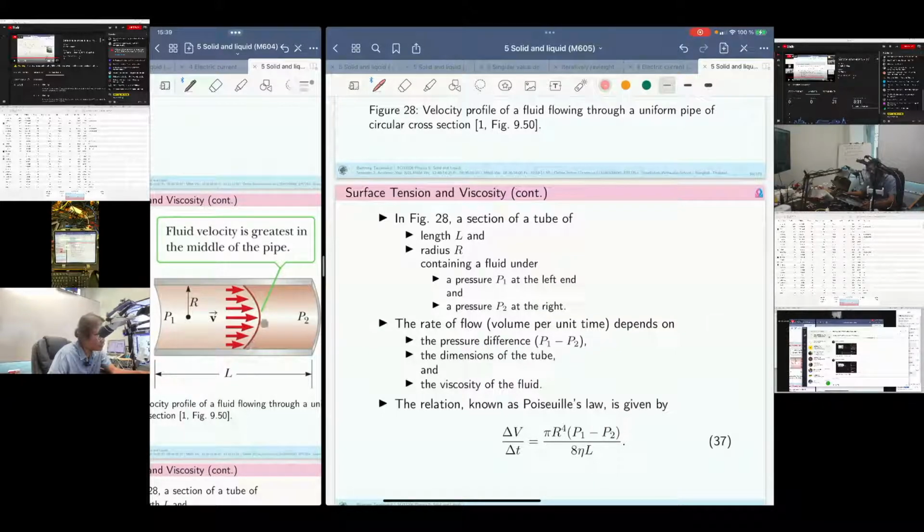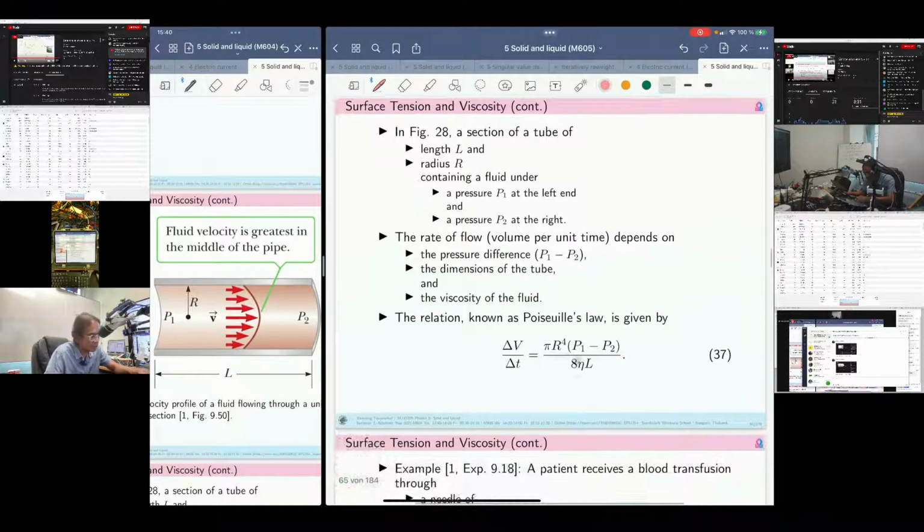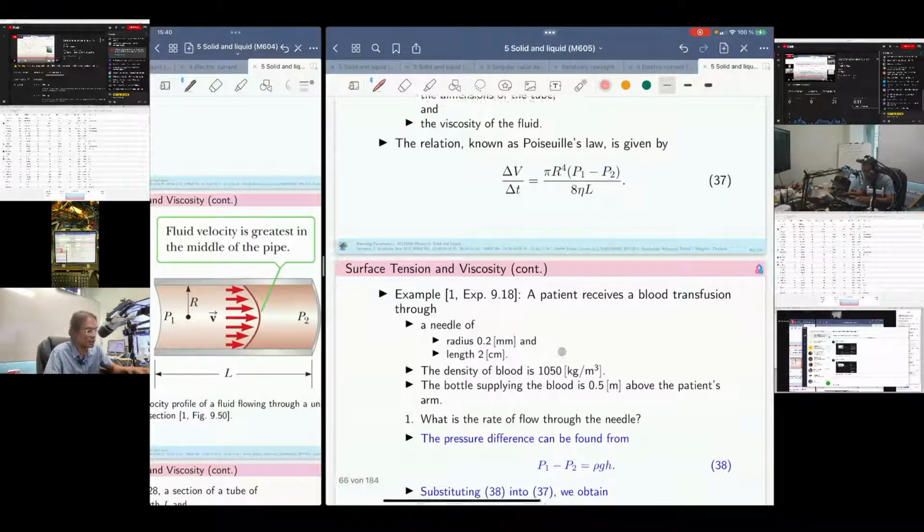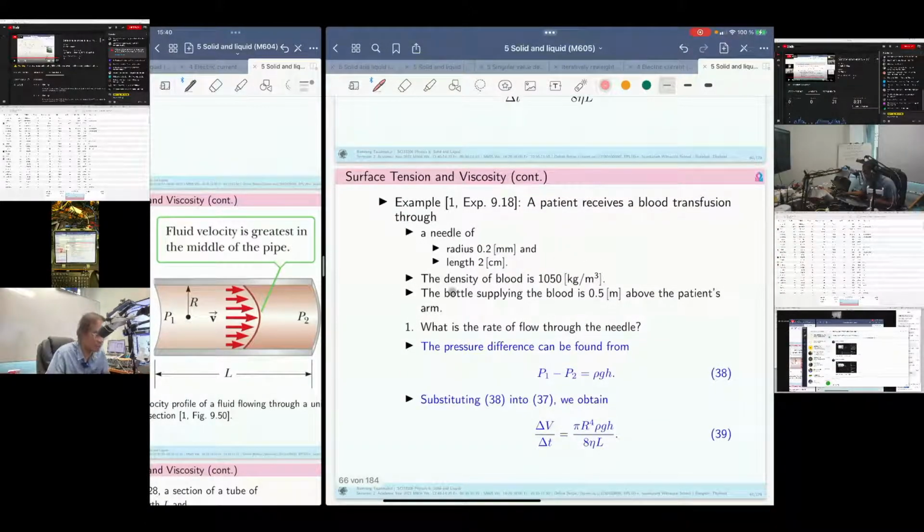And if the fluid has high viscosity, the flow rate is also not good, okay? If your fluid is very, very viscous, you would have low flow rate. And this person, Poiseuille, is the one who discovered this relation. Let's take a look at this example.